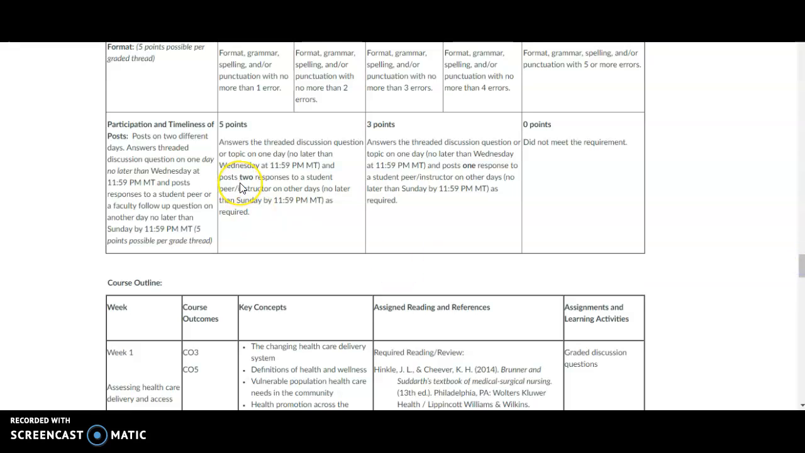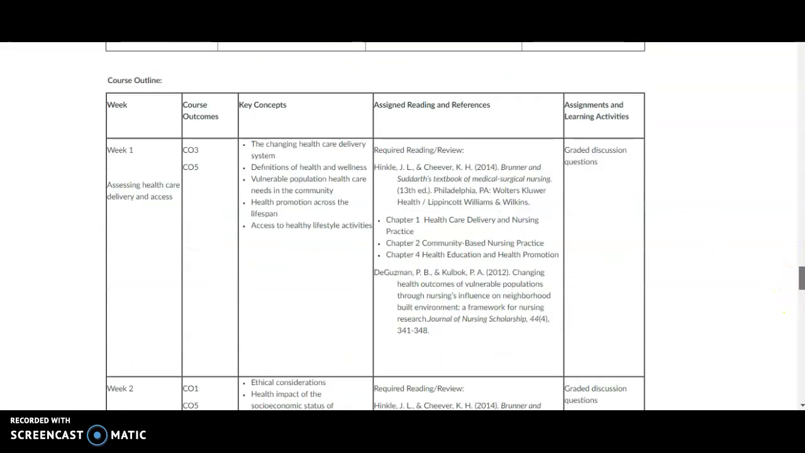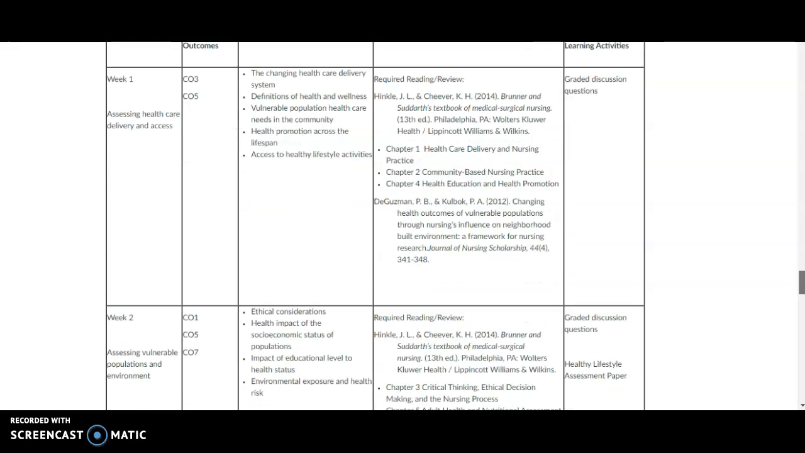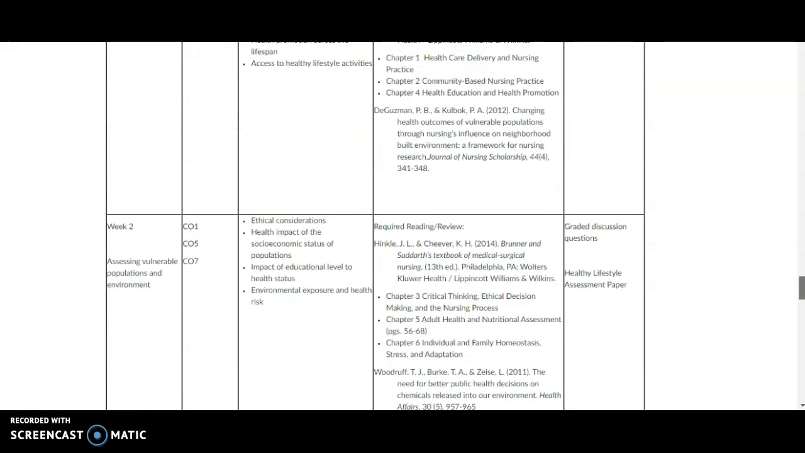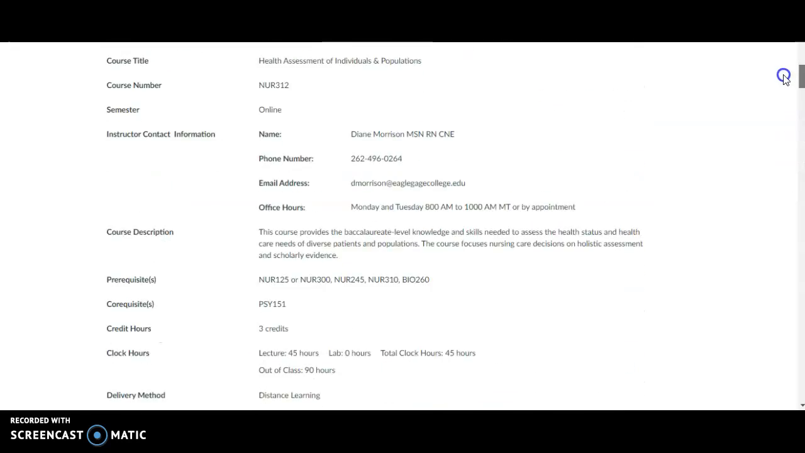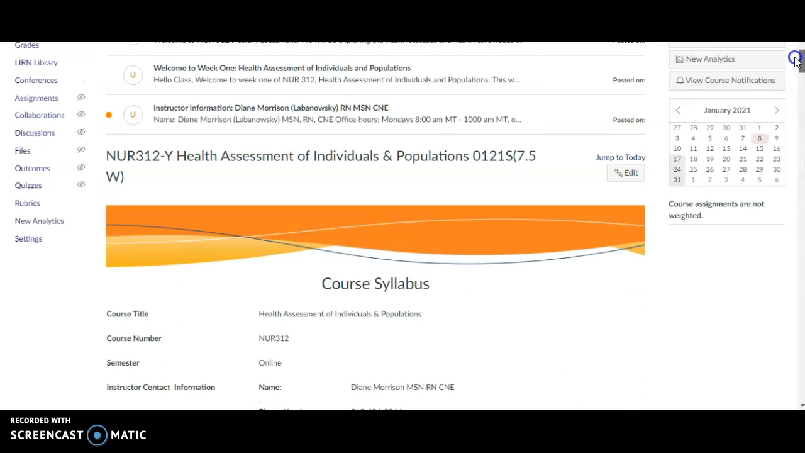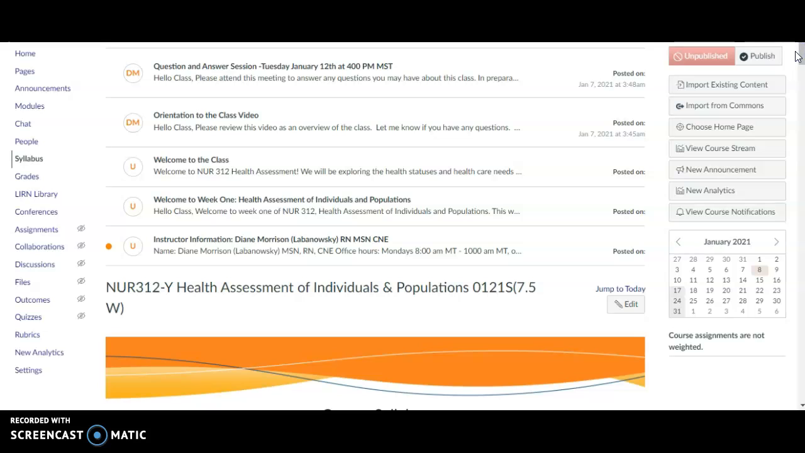And you need to submit your discussion by Wednesday and then reply in 2 different days to get all the posts or the criteria in here. So that basically is an overview of this class. If you have any questions, please feel free to contact me. I will be holding a meeting in one of the first week or second week of the class. It depends on the schedule, but make sure that you can attend that.